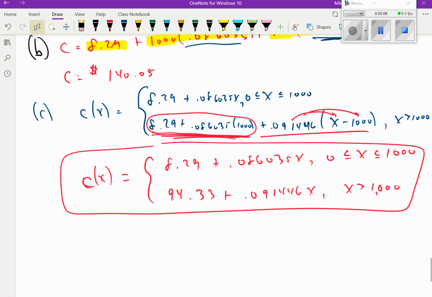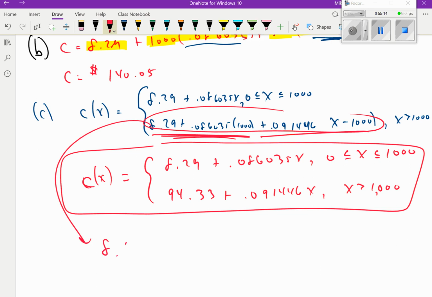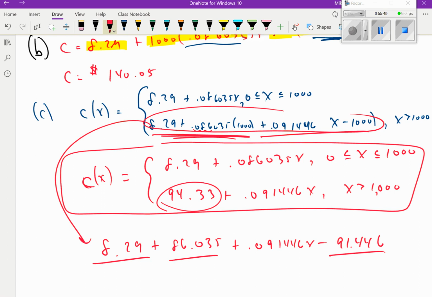So I went through that rather quickly. Let me go ahead and come back and just make sure it makes sense. So this part here, I would have had 829 plus, and if I multiply by 1,000, plus $86.035, plus then 0.091446x minus, if I multiply the 0.091446 by 1,000, that would have moved the decimal over and made it $91.446. If I combine these values here, that's where I'm getting the 94.33. So we could plug that in the calculator, identify what those items are, and that would be our end result. So our piecewise function here looks a little bit cleaner because I have that part and then that part.